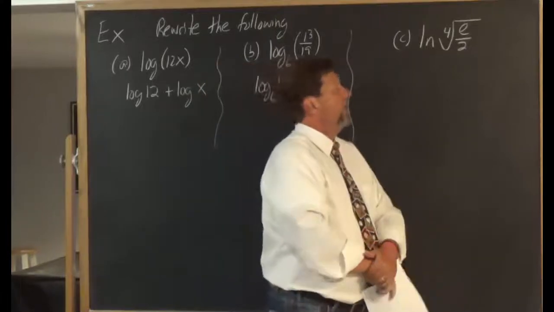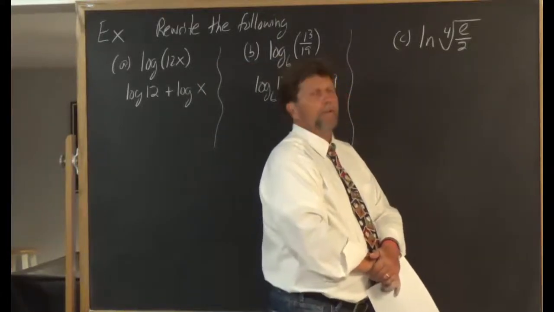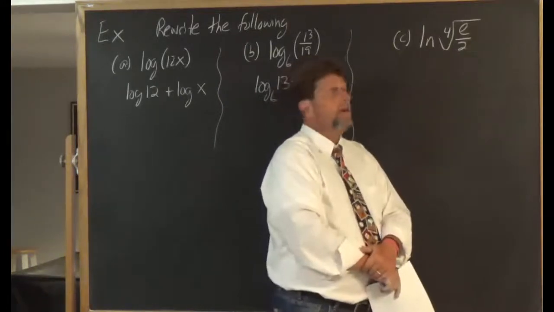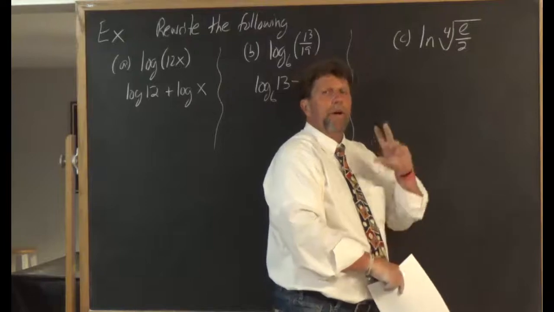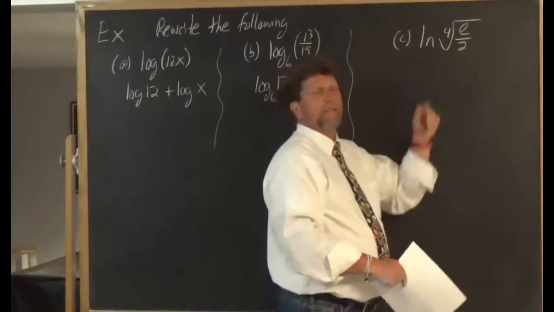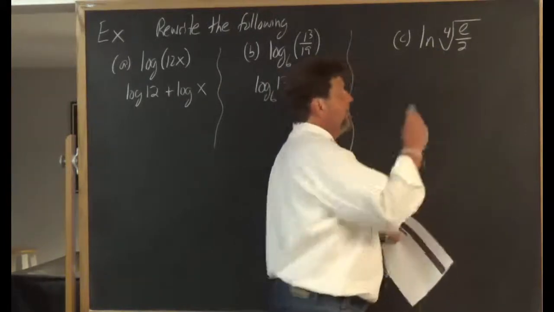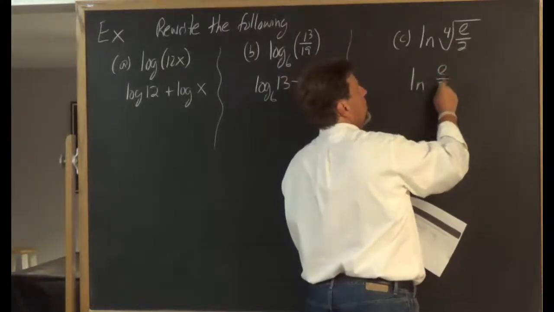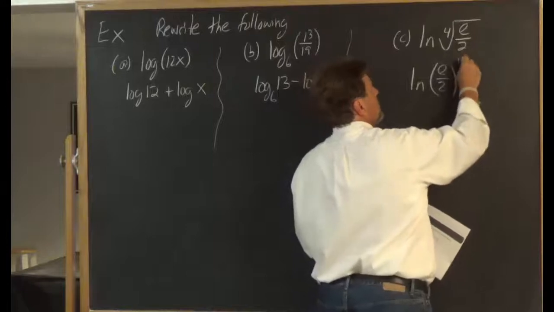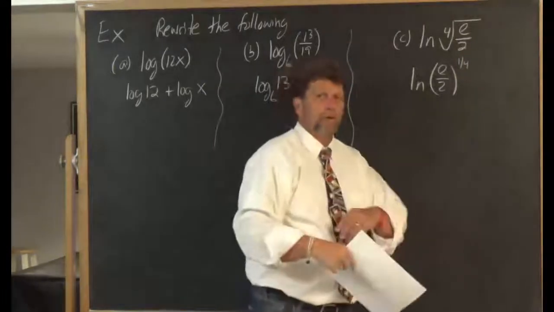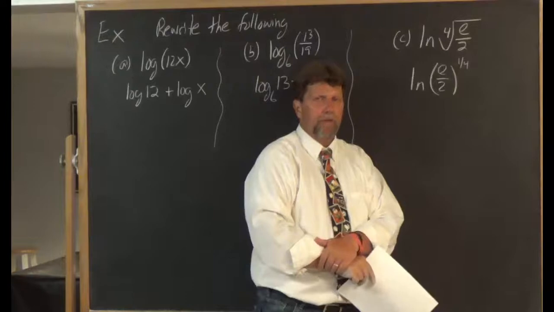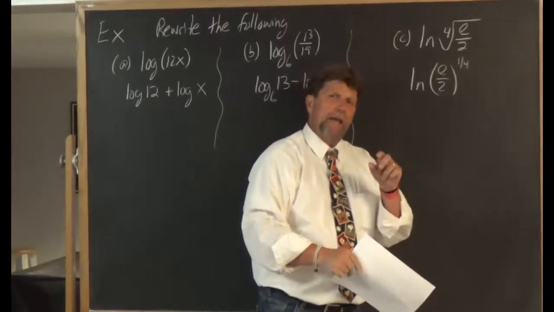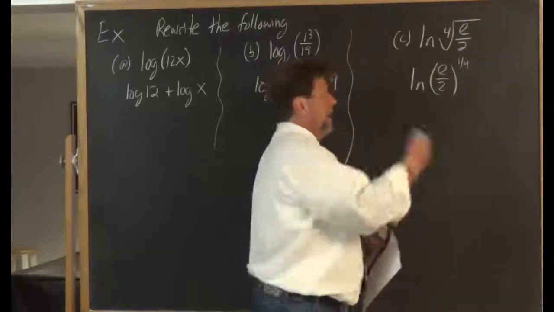Here we have the natural log of the 4th root of e over 2. ln 4th root of e over 2. Remember, natural log means that the base here is e. So now the first thing I have to do is rewrite the 4th root as a rational exponent. So the 4th root is rewritten as an exponent of 1/4. Then I use that property of logarithms that says, hey, I can take this exponent and put it out front.